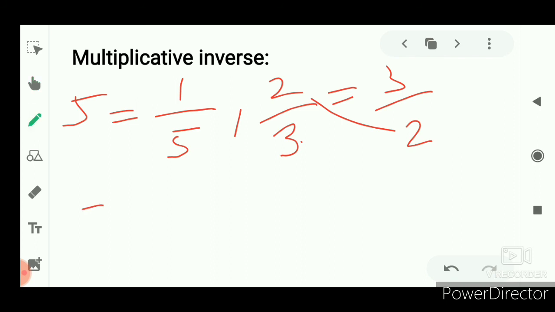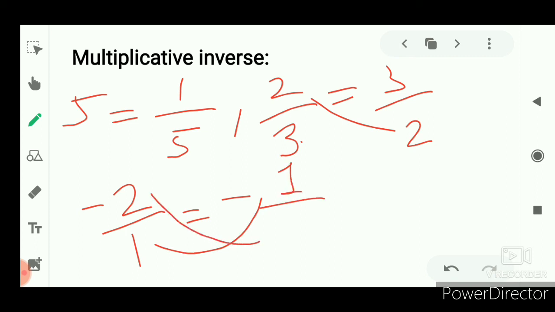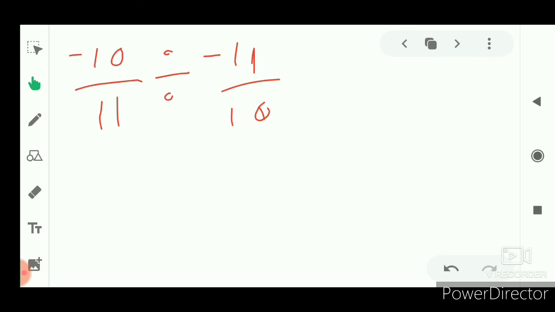Now what will be the multiplicative inverse of minus 2? Here minus 2 can be written as minus 2 upon 1. So its multiplicative inverse will be, minus will remain as it is, the denominator will go in the numerator as 1 and this 2 will go into the denominator as 1 upon 2. So the multiplicative inverse of minus 2 will be minus 1 upon 2. Now the use of this multiplicative inverse is in the case of division.